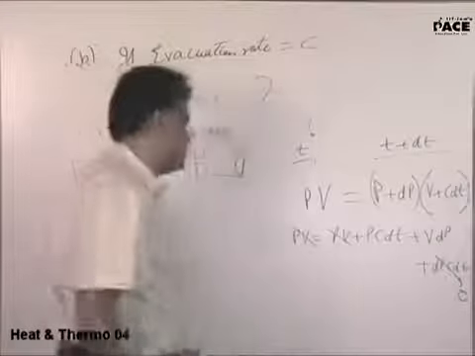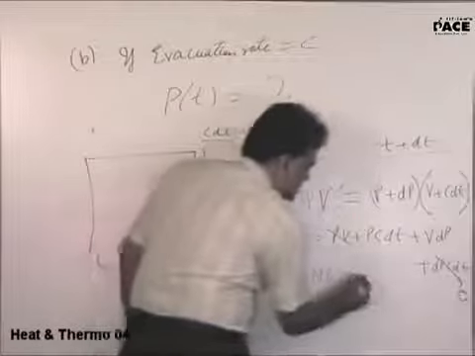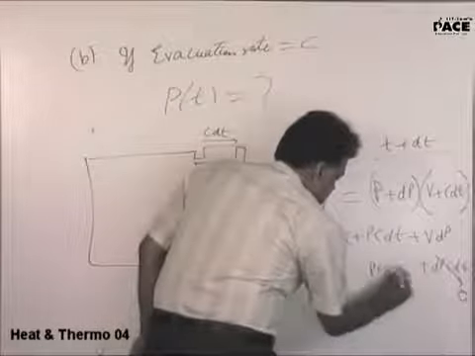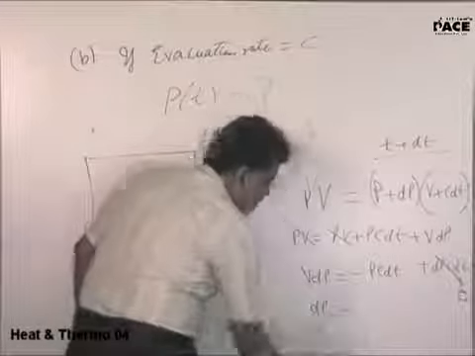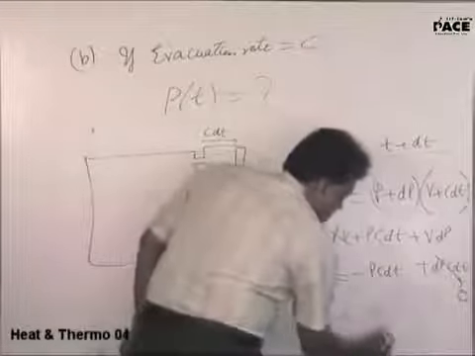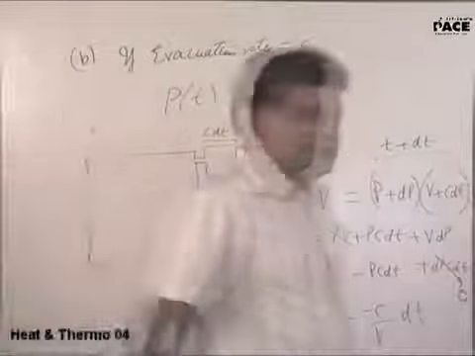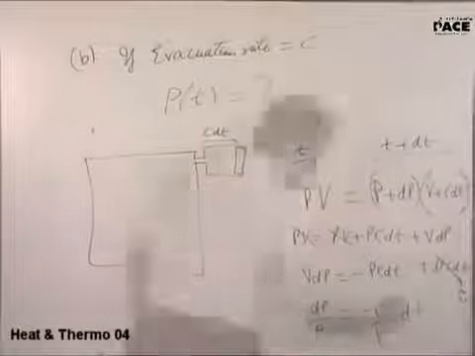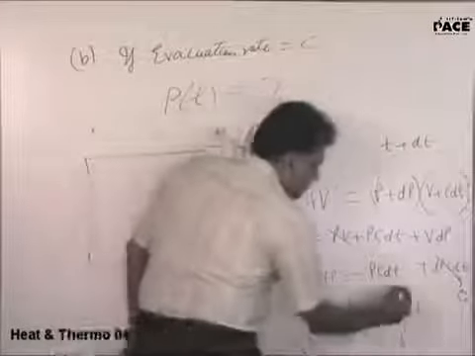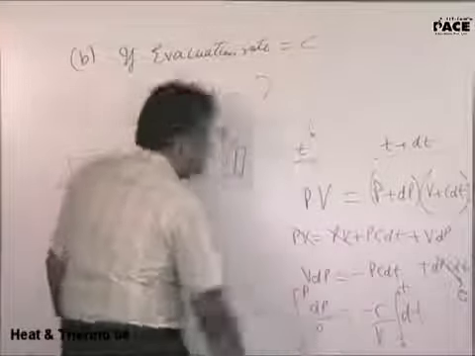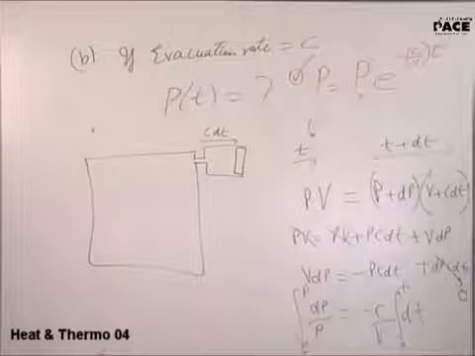So what do you get? VdP equals minus PC dt. In other words, you get dP by P equals minus C by V times dt. Differential equation you have got, which you can integrate now. At 0 time, the pressure is P naught. At time t, the pressure is P, and that is the required answer. Guys, that's fine. We'll get that as the answer.